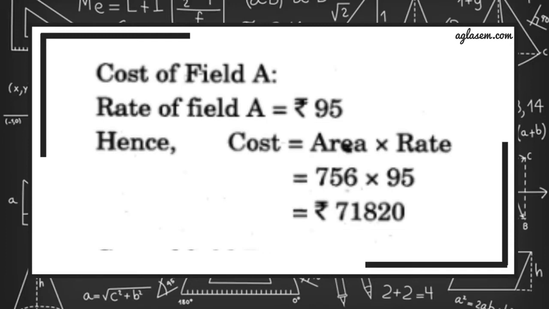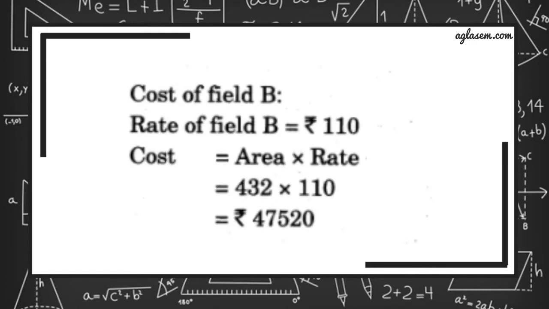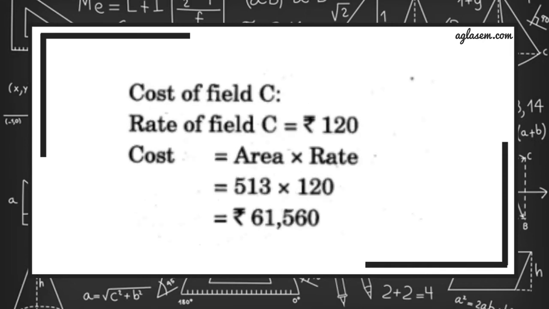Further, let's talk about Field B. Here, the rate of Field B is rupees 110. So cost, that is equals to area into rate. Area we have 432 and rate we have 110. Multiplying both, we will get 47,520. Further, let's talk about Field C. Here, rate of Field C is rupees 120. Therefore, the cost, that is equals to area into rate, which will give you 61,560.